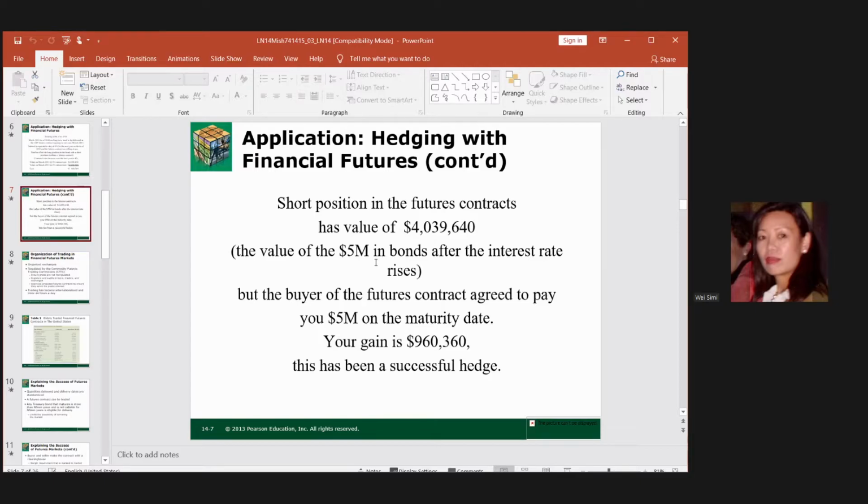I committed. I have to pay you 5 million. So I lose. Right, that's what I'm saying: whoever committed to pay 5 million will lose. Yes, and they can't back out. They can't say, oh no, I don't want to buy it. No. This is the market. You can't. Remember, you lose money.